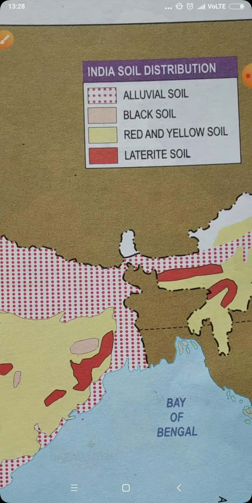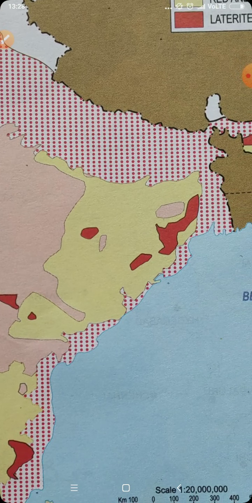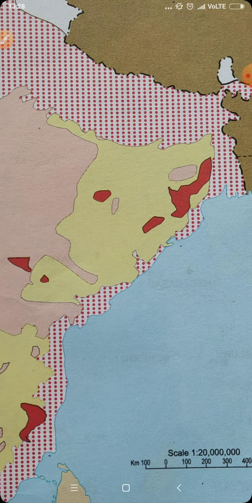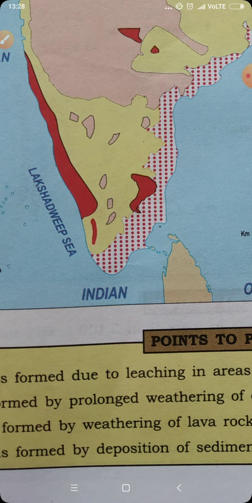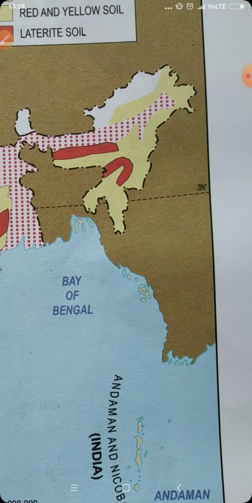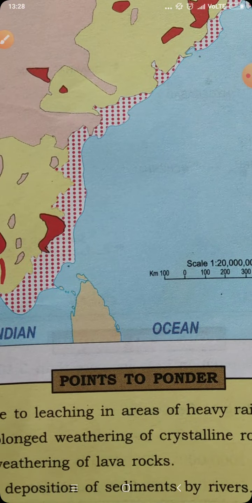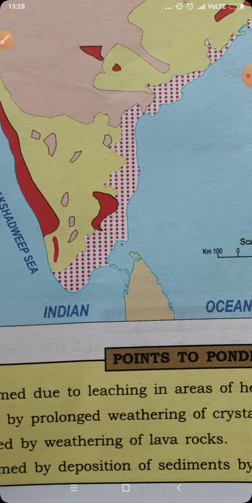Then red and yellow soil. This red and yellow soil you can see where it is found. It is in Odisha, Chhattisgarh, and then some portion of Telangana also. Then there is another in the state of Karnataka. Karnataka we have alluvial soil. Alluvial soil is shown by red dots, so it is Karnataka. And then Tamil Nadu.